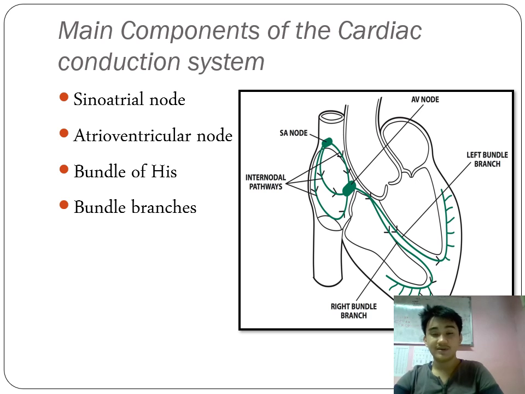Next to it is the bundle of His, which extends in the left and the right direction, or the left and the right part of the heart, namely the left and the right bundle branches respectively. And these bundle branches form thin filaments that are called Purkinje fibers.